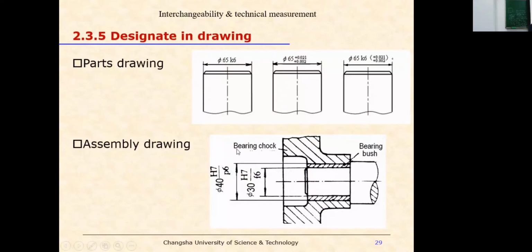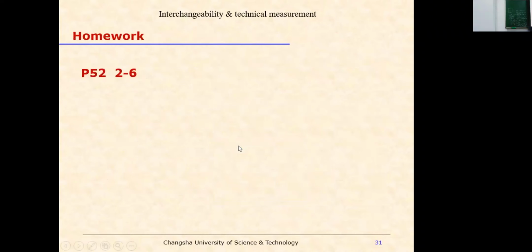Okay, class over. Sorry, question, homework, okay? Homework is page 52, problem 6. The homework is very important, okay? You need to have the steps. How do you choose the symbol?